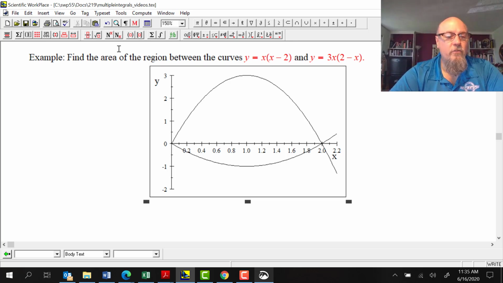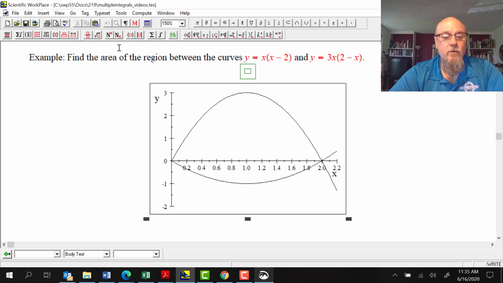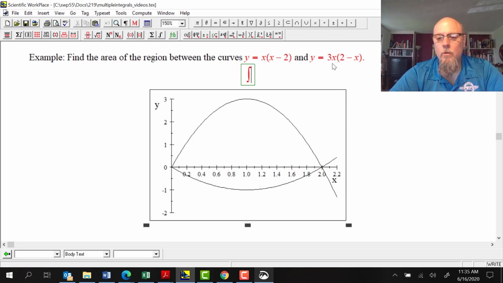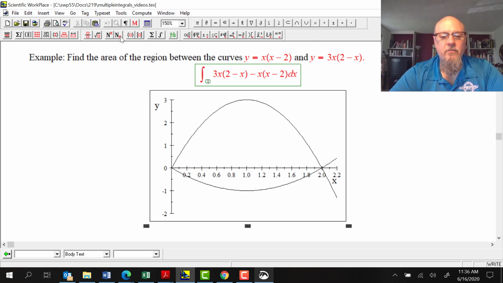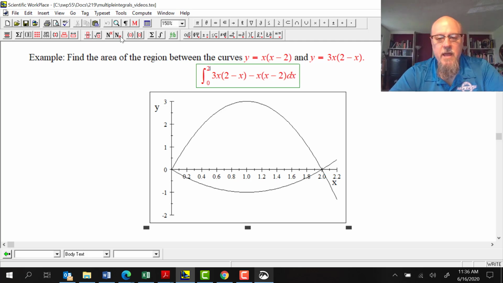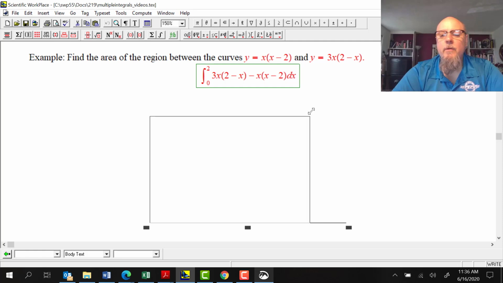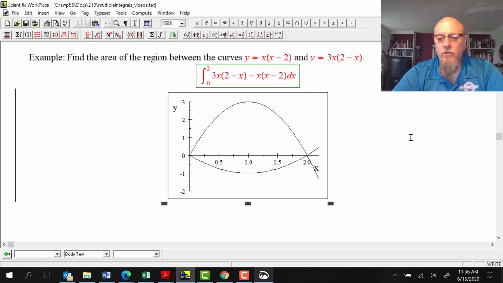So if this was a single variable calculus class, you'd go top curve minus the bottom curve, dx, and you'd start at 0 and you'd end at 2, and you'd get an answer, right? And the integration is going to be pretty straightforward. So this is an already solved problem. How do we relate this to double integrals?